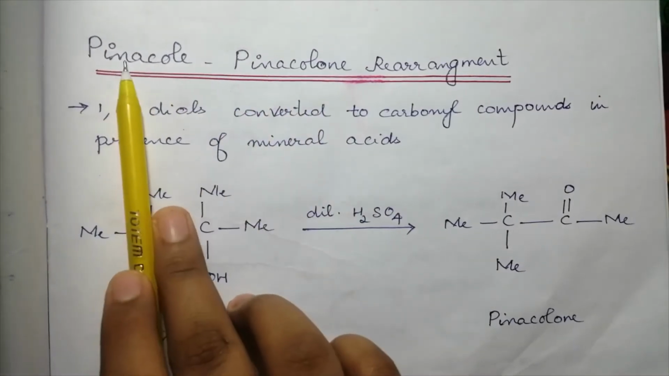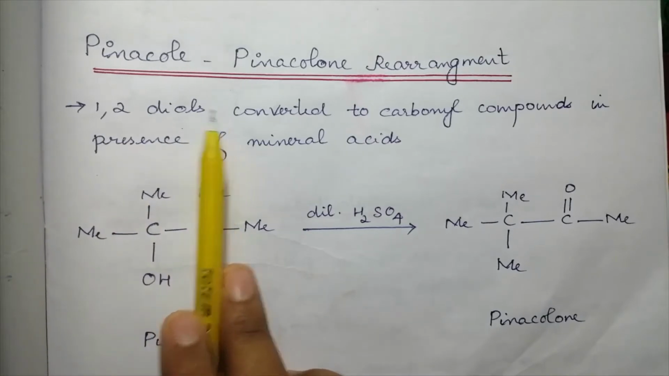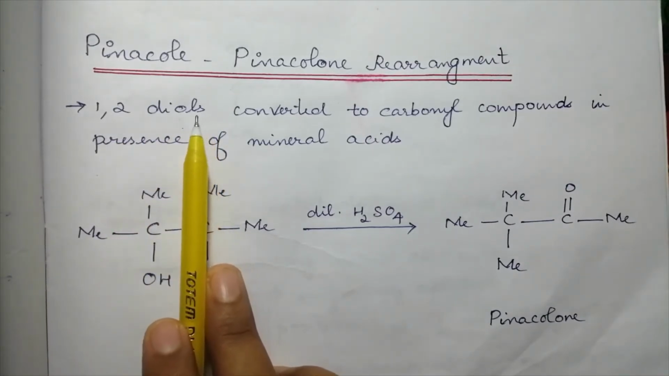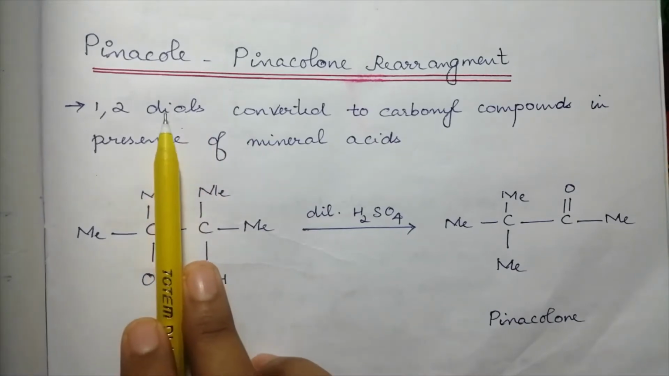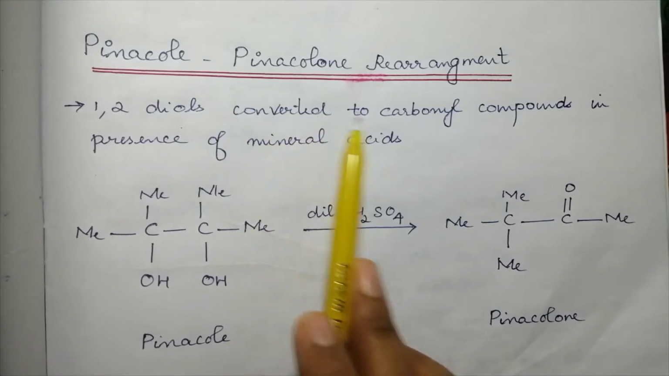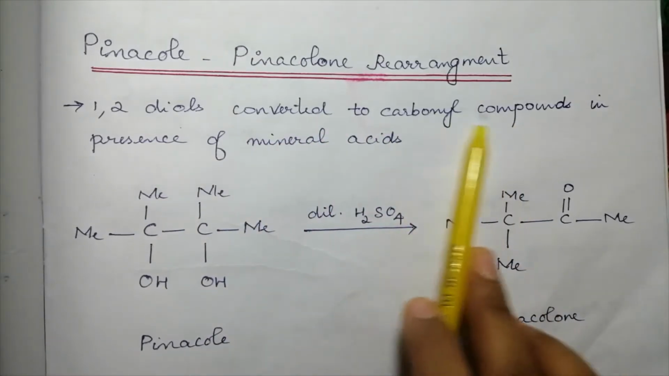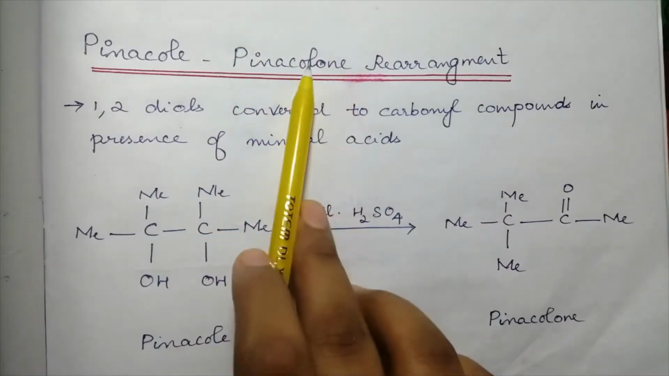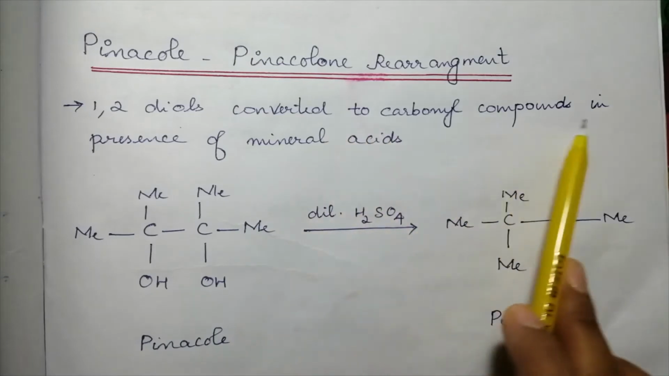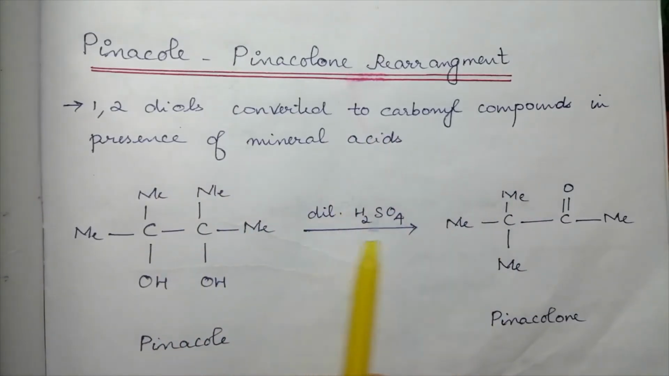So what is a Pinacol and what's a Pinacolone? Pinacol is 1,2 diols or vicinal diols having two OH groups on adjacent carbon atoms. These Pinacols, or 1,2 diols, are converted to carbonyl compounds. The carbonyl compounds that are formed are the pinacolones. They can either be aldehydes or ketones. And this conversion takes place in the presence of mineral acids like dilute H2SO4.